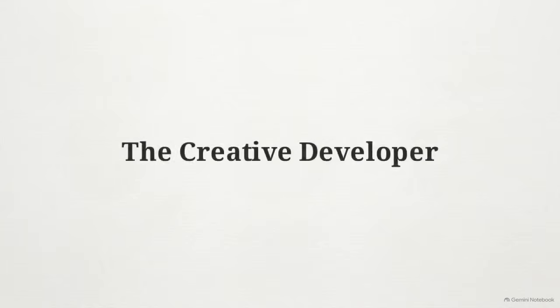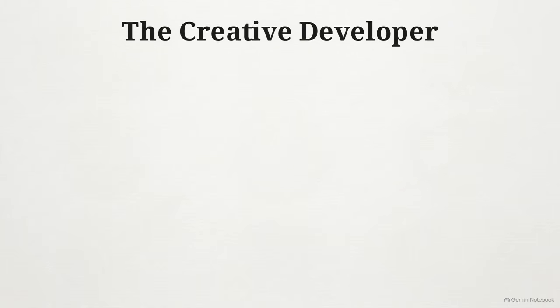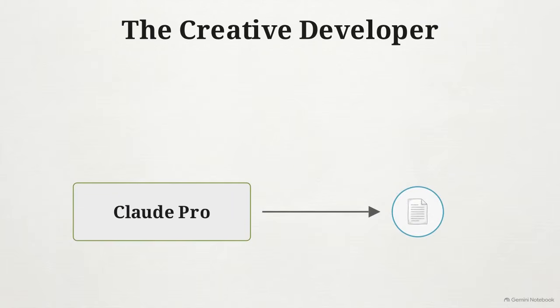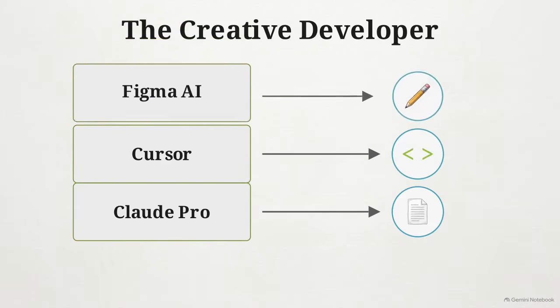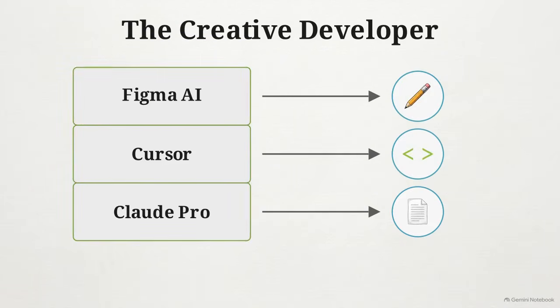This diagram illustrates our third profile, the creative developer. This stack runs Claude Pro for logic, Cursor as the coding environment, and Figma AI for design. Together, these layers can rewrite multiple files across a massive codebase at once, draft long-form copy that stays on brand, and generate editable user interface mockups you can actually ship.